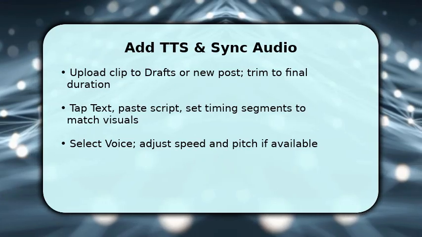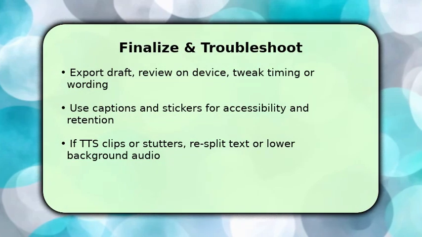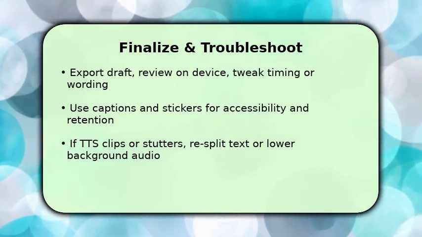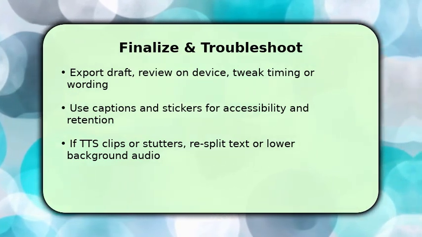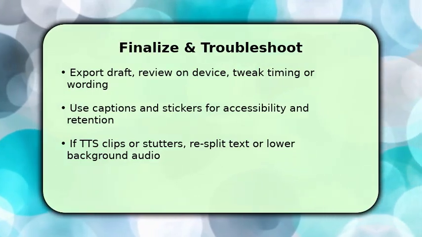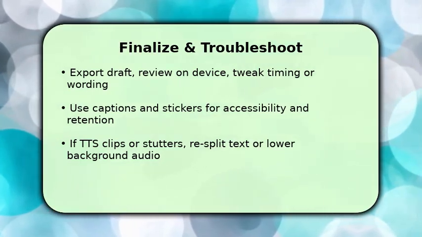You review the finished video in full, listen for clipped words, and watch the on-screen timing. If something sounds off, edit the text into shorter chunks and reassign timings. Shorter phrases reduce stuttering. Also export a draft to your device and test on headphones and speakers.